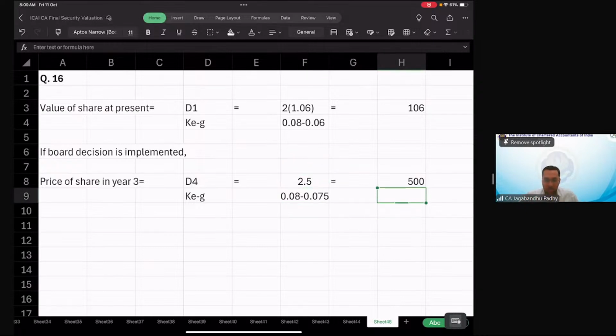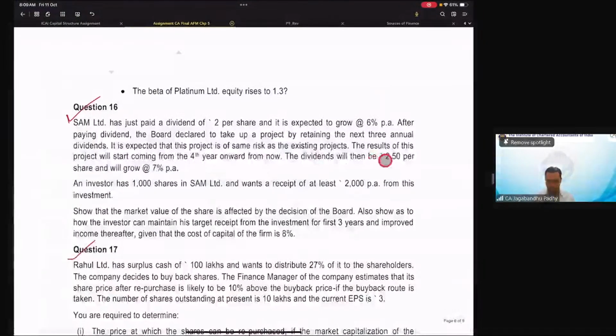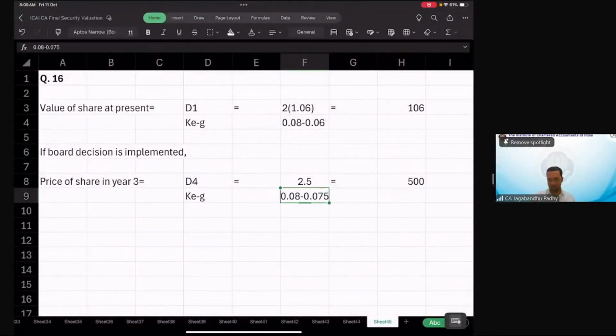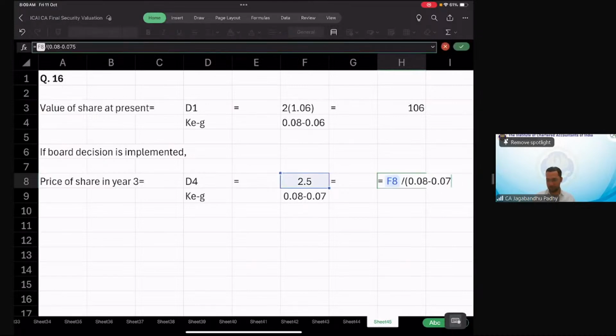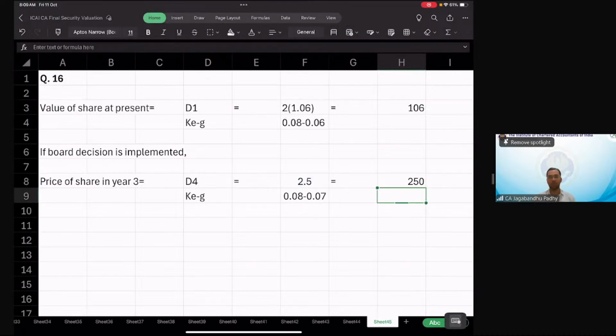So price of the share, one second. What was the growth rate? The growth rate was 7%. Okay, so with the growth rate of 7%, that is going to be 250. So the price of the share in year 3 is going to be rupees 250.